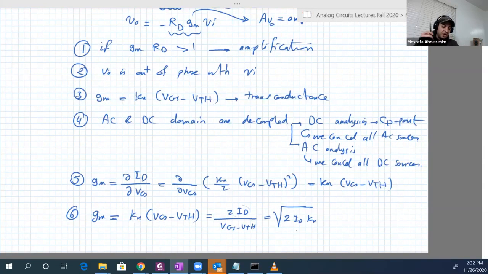So next time I'm going to use these observations and start to analyze NMOS or PMOS amplifier circuits.